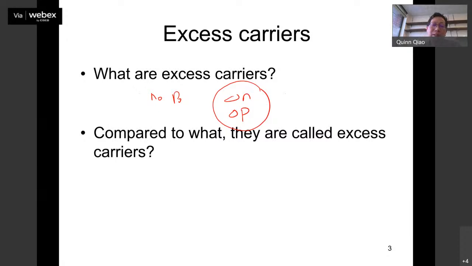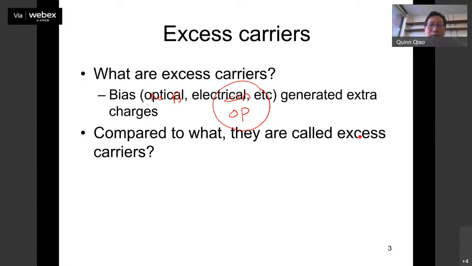So what do they compare? Whenever you talk about excess carriers, because you add bias there, you compare with thermal equilibrium, that is, n0, p0. So that's the definition of excess carriers.